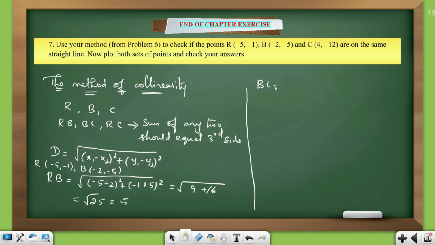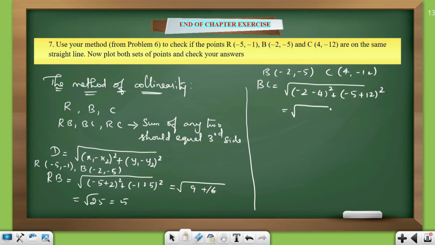Similarly the distance of BC. The point B is (-2, -5) and the point C is (4, -12). Here minus 2 minus 4 is minus 6, and minus 6 whole square will be 36. And here it is minus 5 minus of minus 12 which is plus 7, and 7 square is 49.